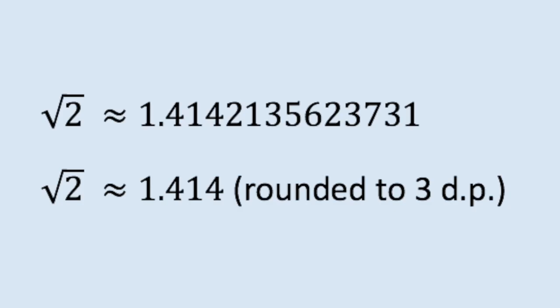Square root of 2 is approximately 1.41421356237731. Now you must realize that the last recorded digit may actually have been rounded up. If we now take this number and round it to 3 decimal places, we get 1.414. The next digit would have been a 2. Since this is less than 5, we truncate it or just ignore the digits after the 3rd decimal place.